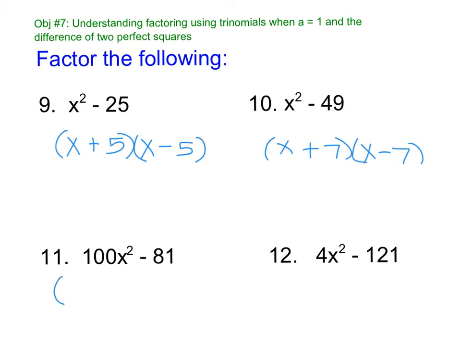All right, 11 and 12 are a little more difficult, but I have confidence in us because we are so smart. So what times itself is 100x squared? 10x times 10x is 100x squared. What times itself is 81? 9 times 9. Throw in a plus and a minus. All right, pause and do 12 on your own.